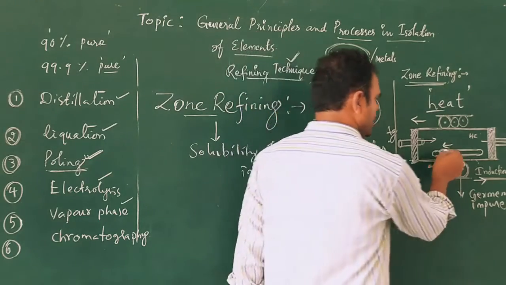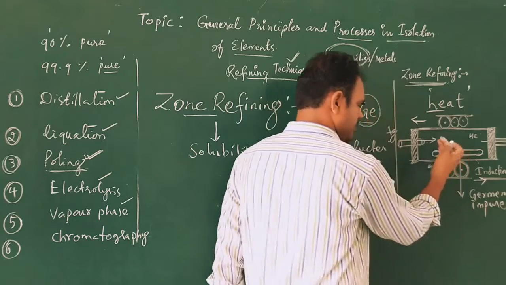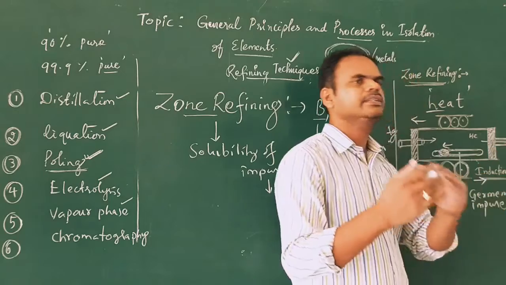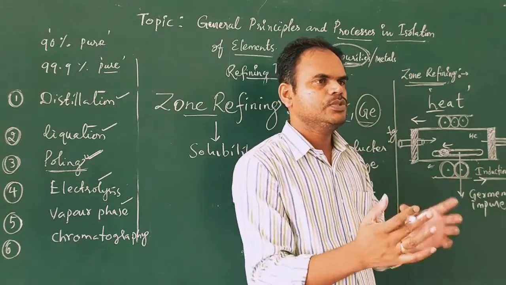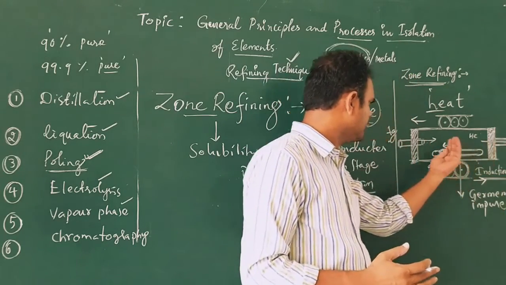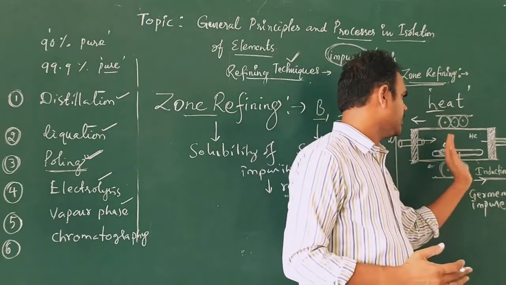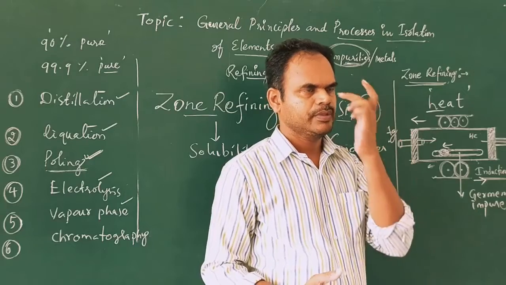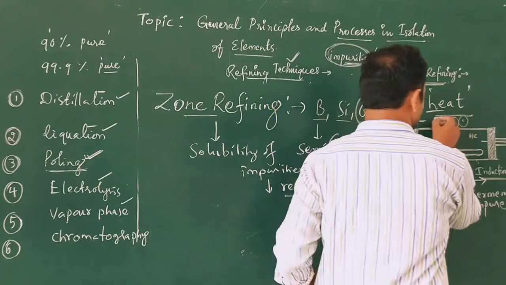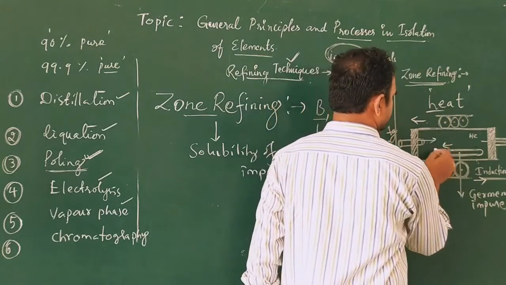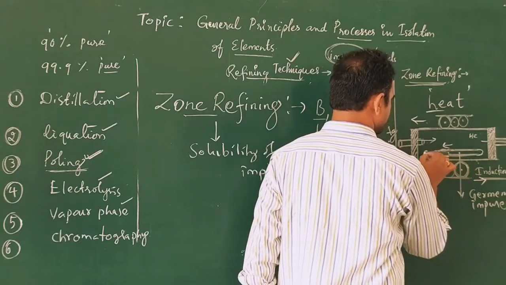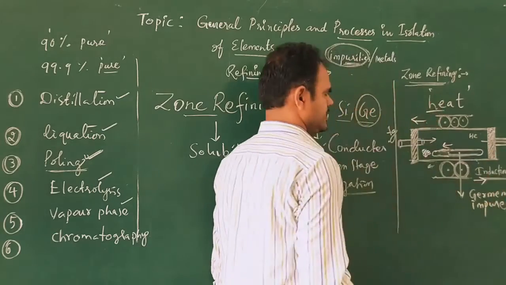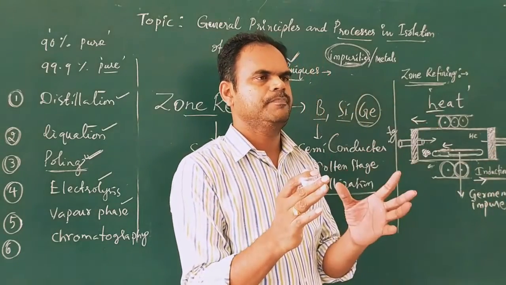So the molten or soluble impurities will be moving forward and the metal will be crystallizing at the back. As a result, all the impurities will be moving forward, and all those impurities will undergo the crystallization process at the end. So after shifting these coils forward, we can get the impurities collected there, and this entire germanium will be the pure one.